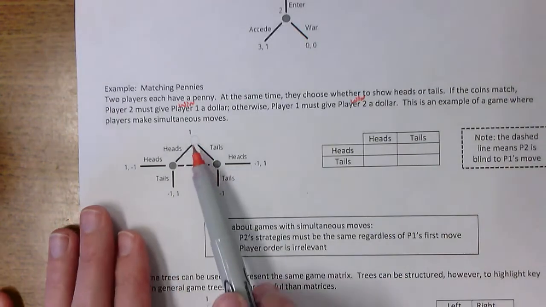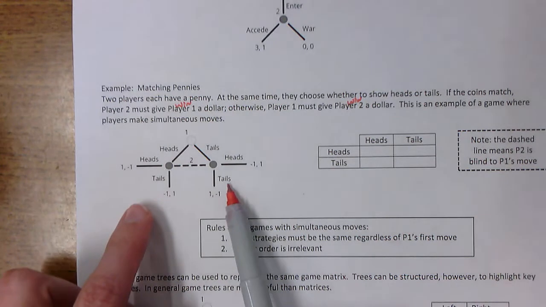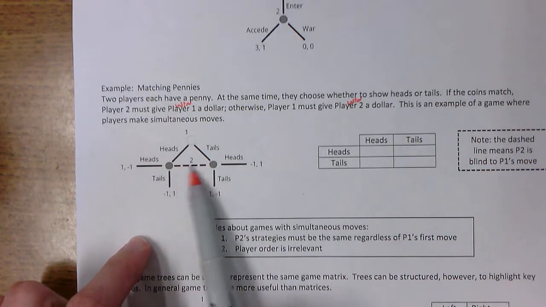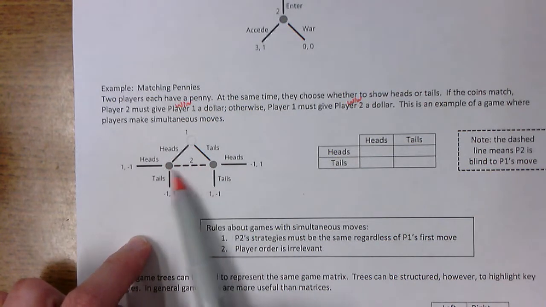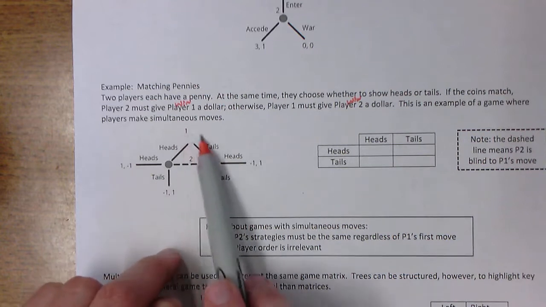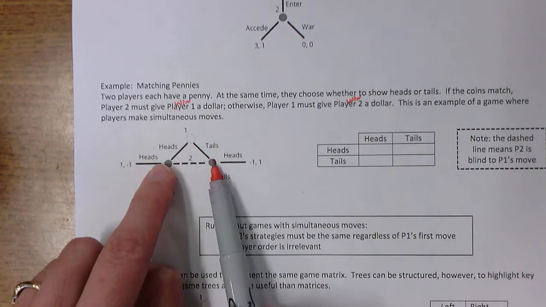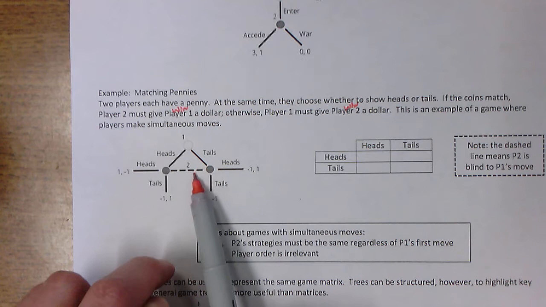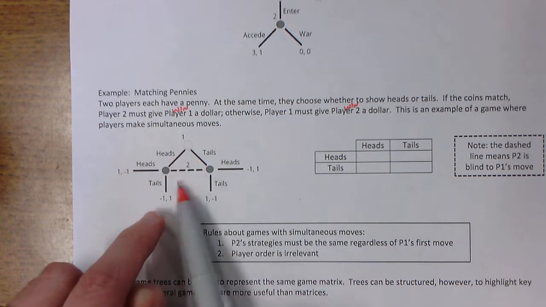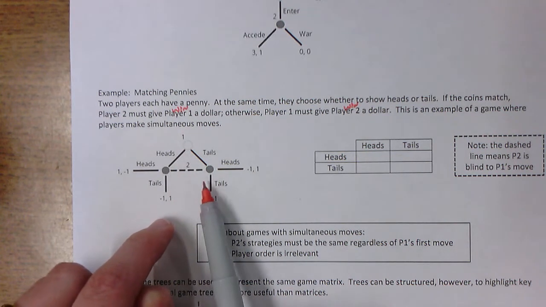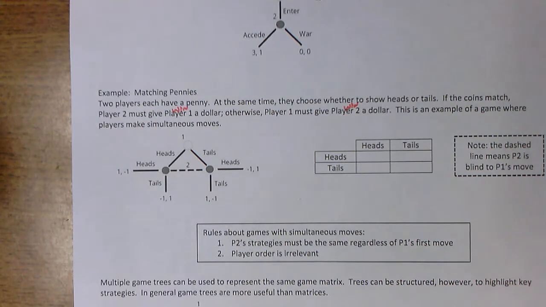Whereas on this one, they're both making their move at the same time. So that's what this little dashed line is here. It's saying that we've got player 1 makes their choice, player 2 makes their choice, but the little dashed line is to indicate that player 1 doesn't know what player 2 is doing and vice versa. Okay, so let's take a look at this.